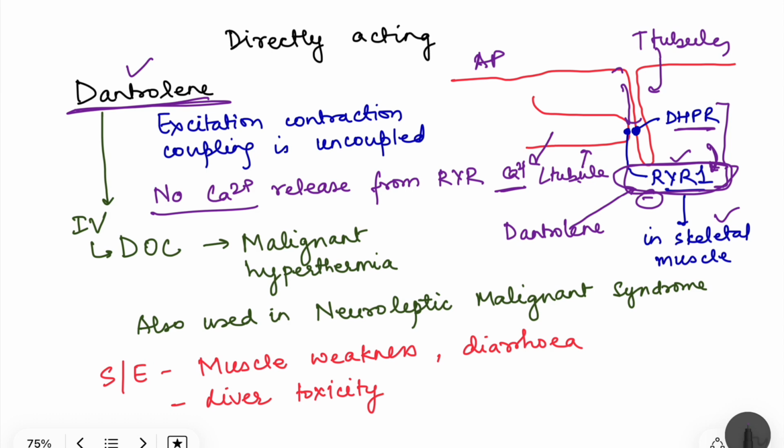So, this dantrolene is given IV, as all the peripherally acting drugs are given IV. Dantrolene given IV is the drug of choice for malignant hyperthermia. I told you, when can malignant hyperthermia occur? It can occur in predisposed individuals in which succinylcholine is given along with fluorinated anesthetics. Okay, so dantrolene is the drug of choice for that. It is also used in neuroleptic malignant syndrome. I am not going to go into details of that. Side effects of dantrolene include muscle weakness, then there is diarrhea, and liver toxicity can also occur. So, when this is given, it is important to monitor liver function tests, right?